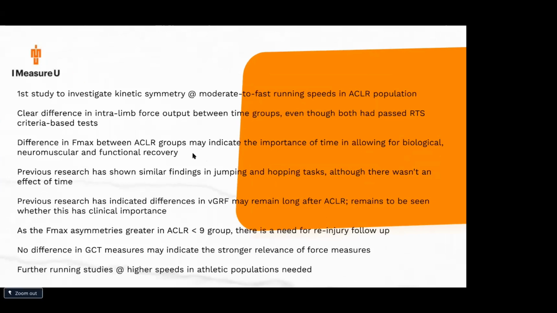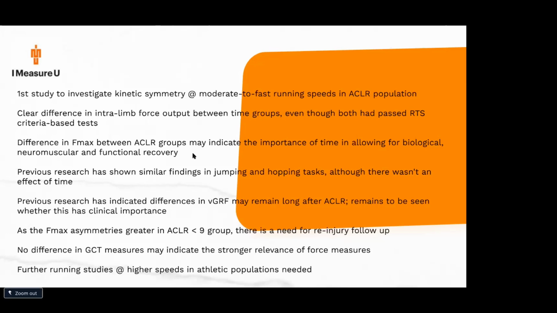The difference in Fmax between ACLR groups may indicate the importance of time in allowing for full recovery, be that biological, neuromuscular, or functional. Previous research has shown similar findings, although those findings were in jumping and hopping based tasks, although there wasn't an effect of time in that research. So regardless of how many months post surgery, the responses were the same.